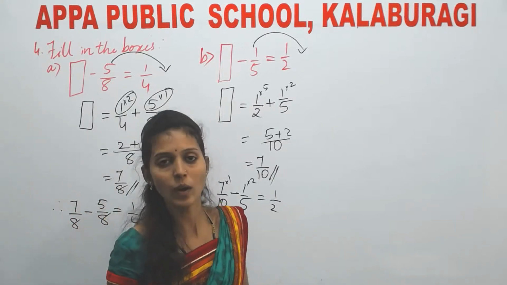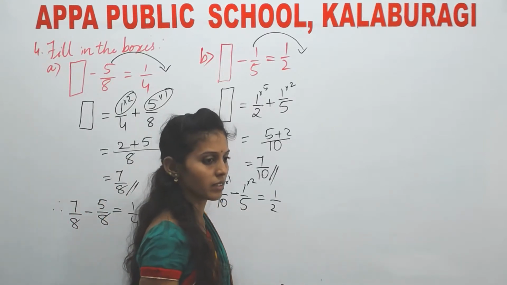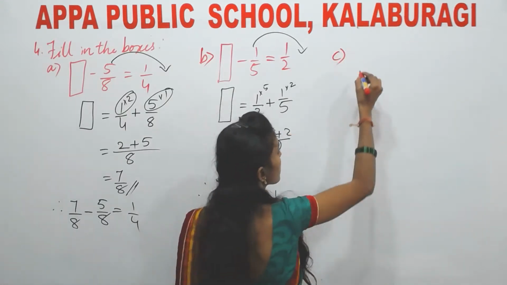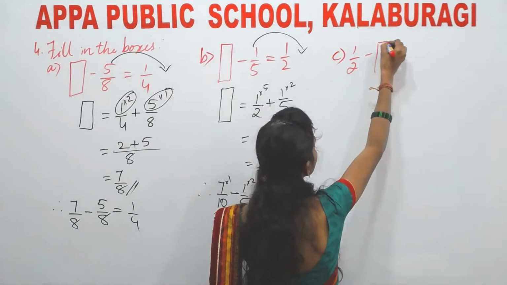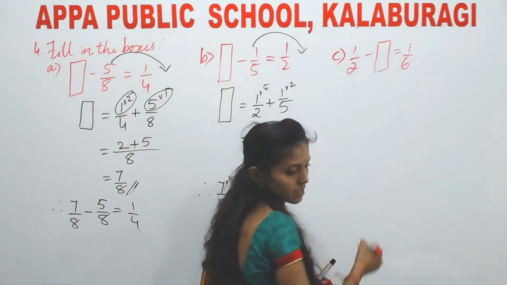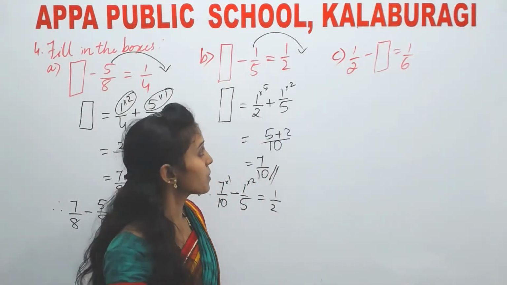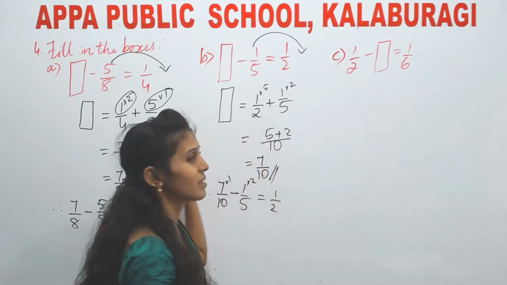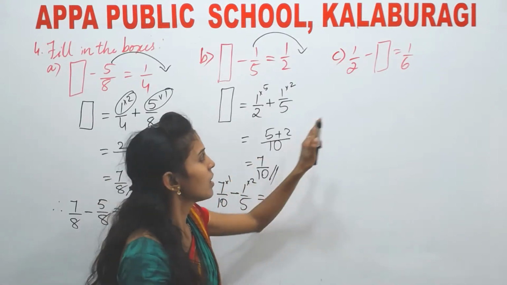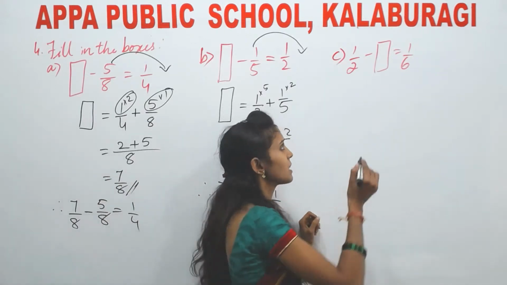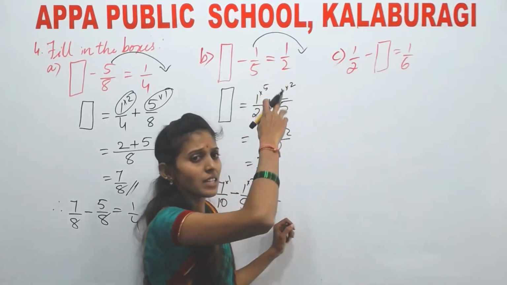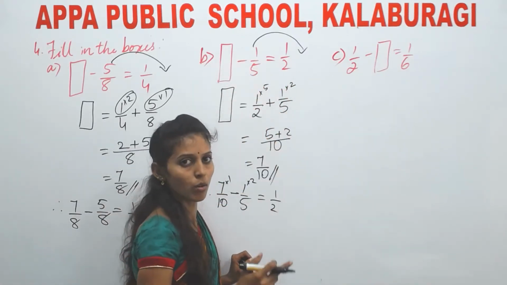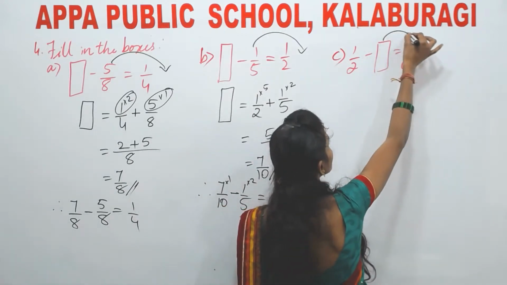Next, the third one, C1. That is 1 by 2 minus box equals 1 by 6. Right? Now see, the box value is negative. Till now we did positive, no? Let us make it positive. This is negative. As I said, when we transpose a number from one side to another, it will change its sign, no? So now let us transpose this box only.